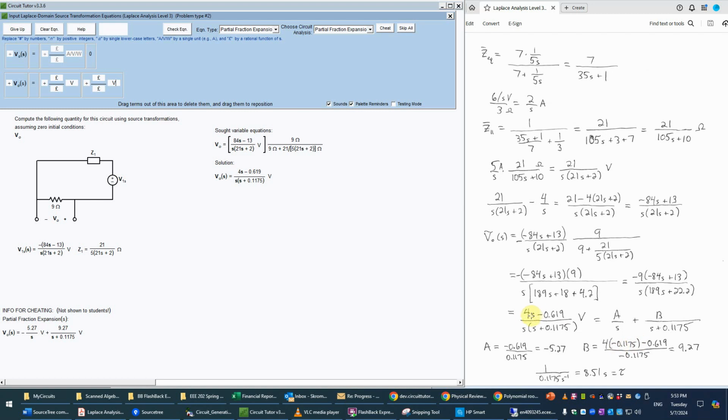And notice that the 4 multiplies only the s, not the 0.619. Sometimes people like to keep that inside the parentheses, and that, of course, would be totally incorrect. So we have to make sure we get that where it belongs, which is outside the parentheses. And then we have the constant that's still there. And then the denominator, now we just have the s because this is canceled. So that's the minus 0.1175.